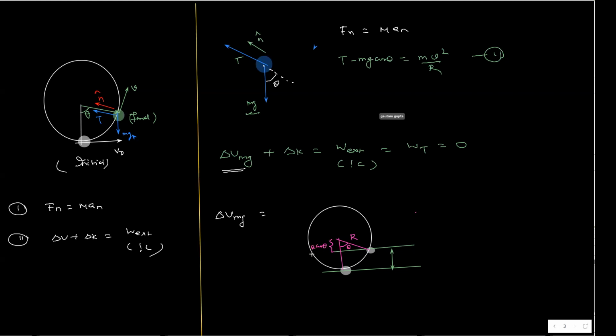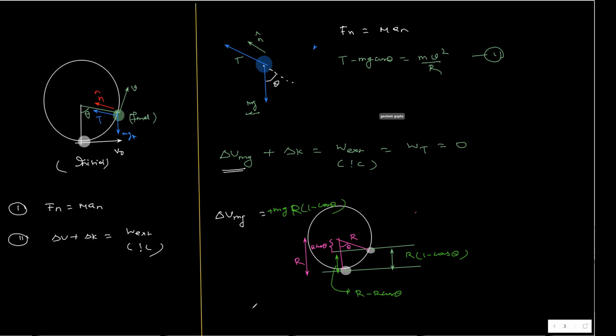This full distance is r. Out of that, r cos theta is gone. So this distance will come out to be r minus r cos theta. So the height difference is r into 1 minus cos theta. So delta U mg, what will you write? You will write mg into r into 1 minus cos theta, and since it has moved up, I will write plus. Any doubt?